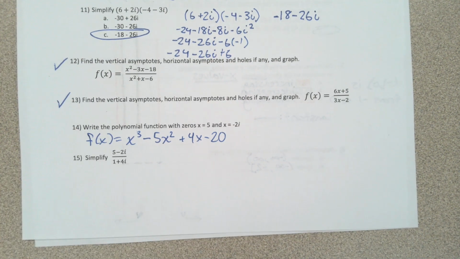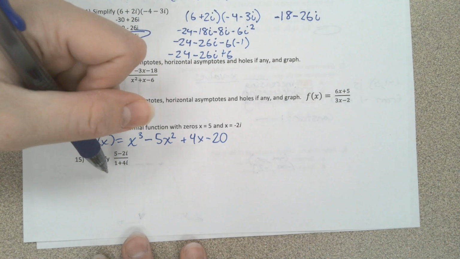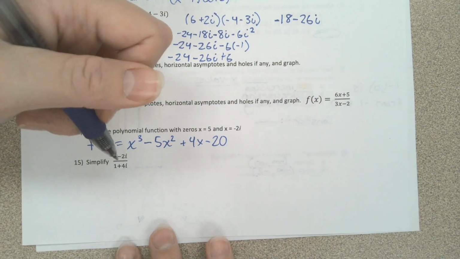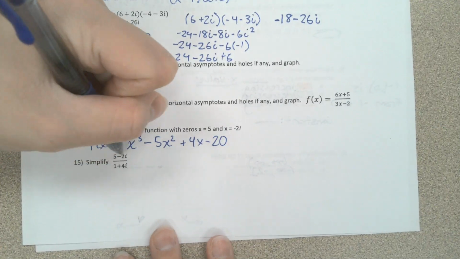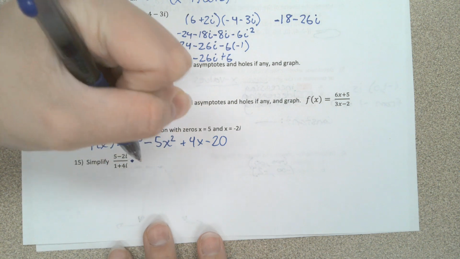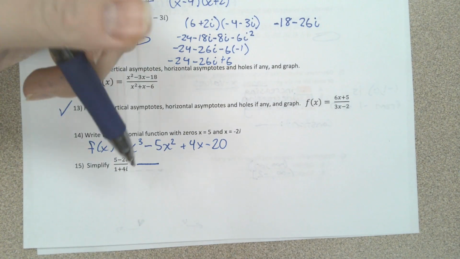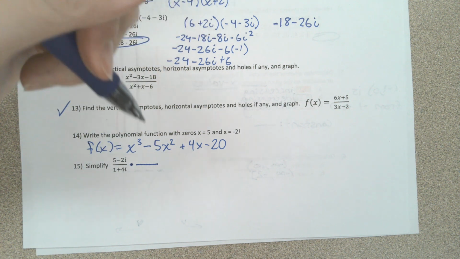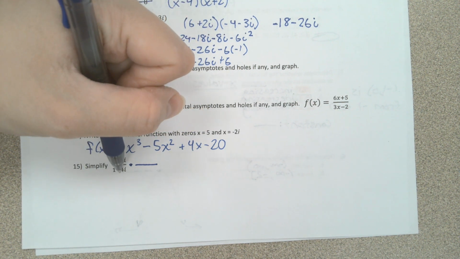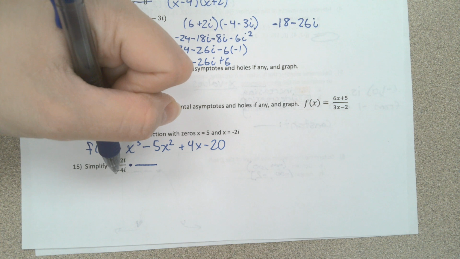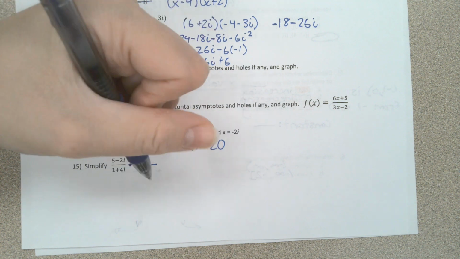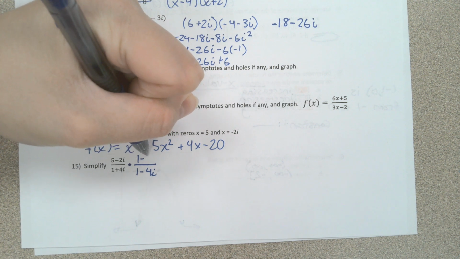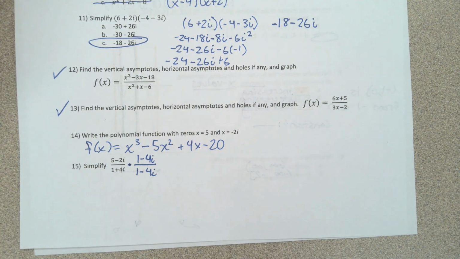Number 15, simplify 5 minus 2i over 1 plus 4i. I will try to keep this on the paper. So reminder, when you divide, and I say that lightly, complex numbers, what you're really doing is you're trying to get rid of the i on the bottom because you can't keep that there. So what we need to do is multiply this by its conjugate to get it off. That's when you use the opposite sign on the i term. So it's 1 minus 4i, and we do that on the top and the bottom of the fraction.